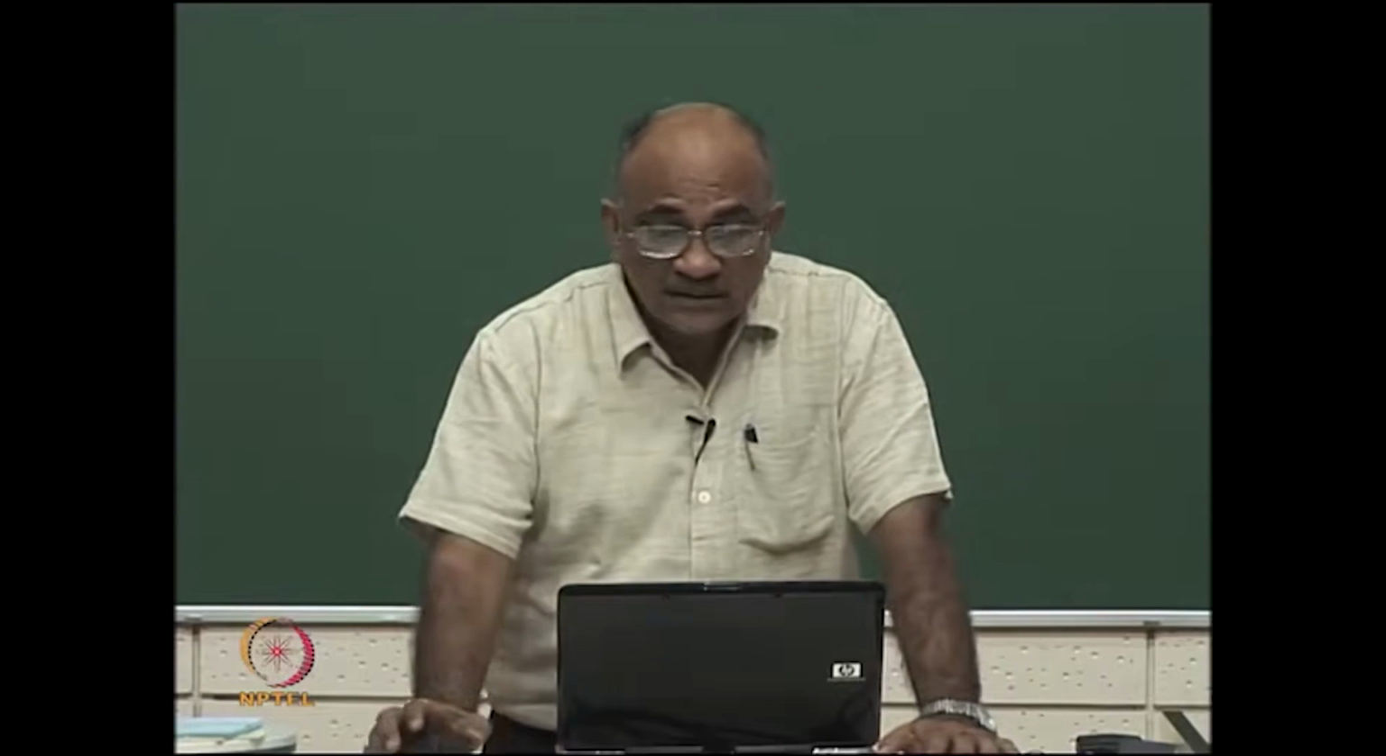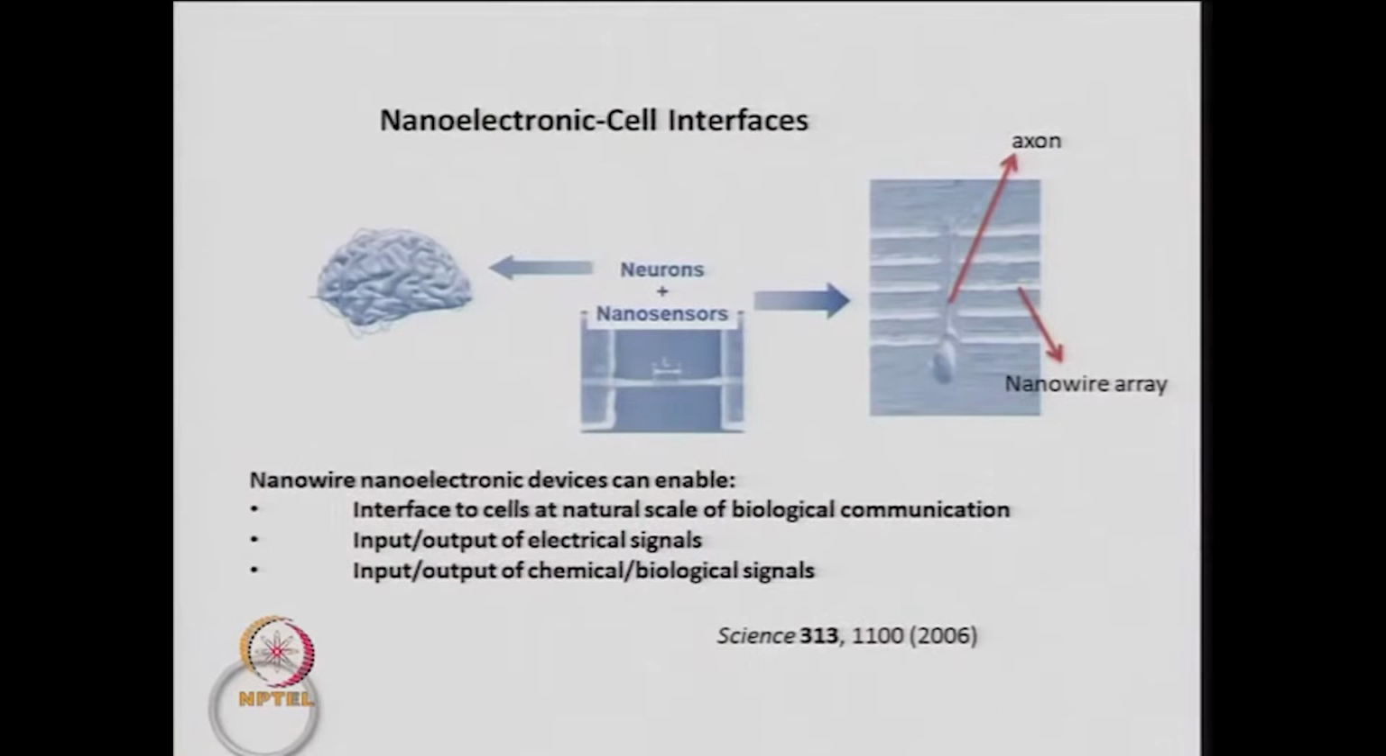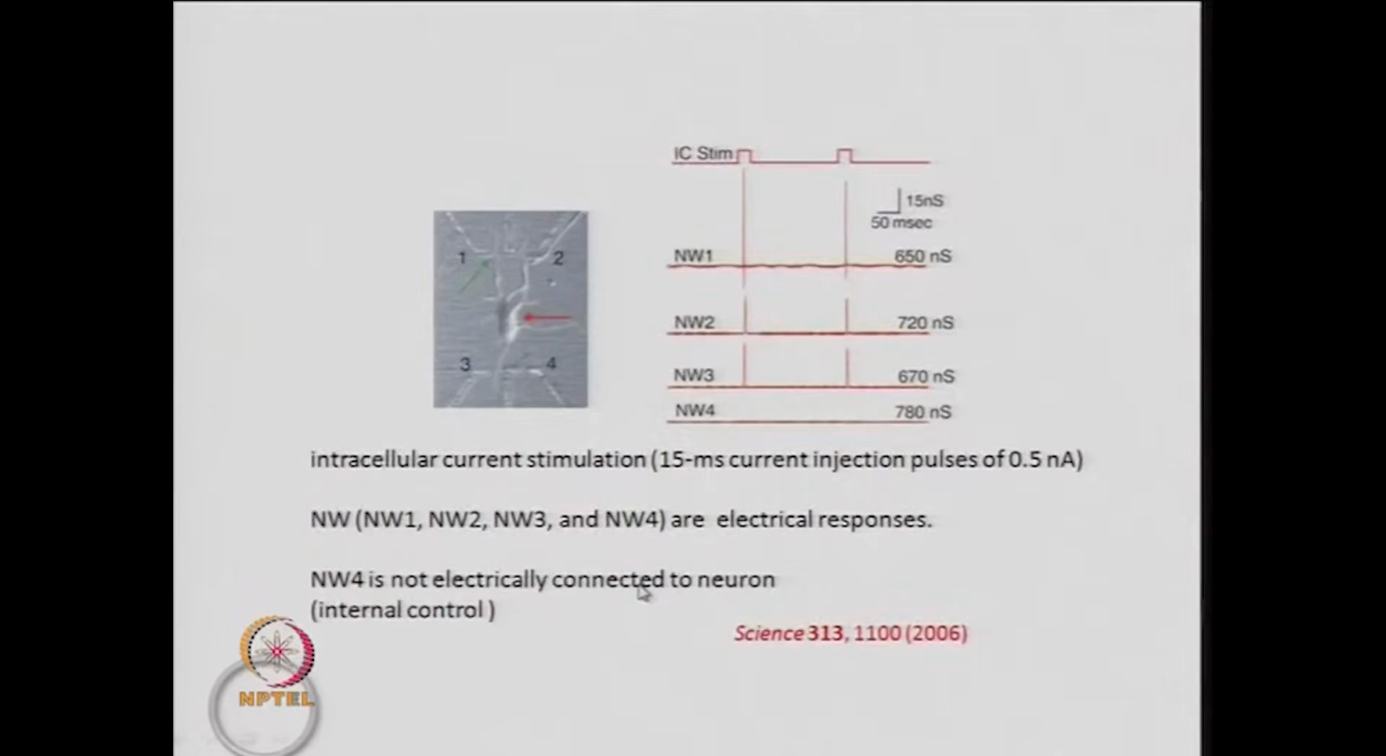Now, you can also make nanowires connected to nerve cells. So, this is an example where the nanowires have been connected to neurons, and this has been shown here. So, this is the nerve cell, this is the axon, and these are nanowires, and then we can study their input and output, and that is what is studied here.